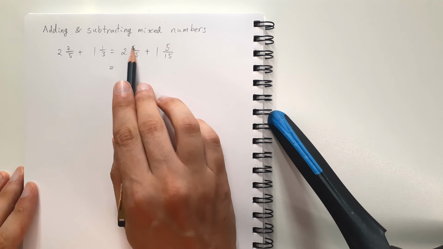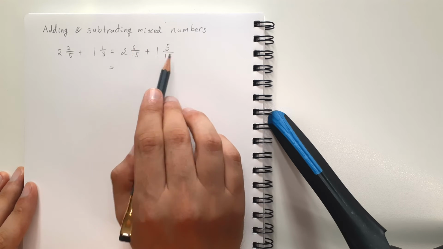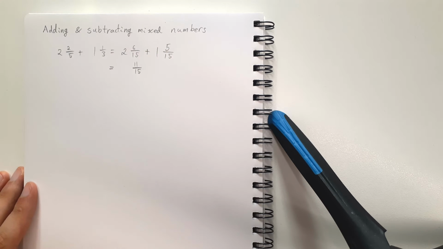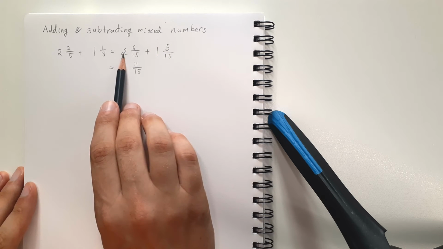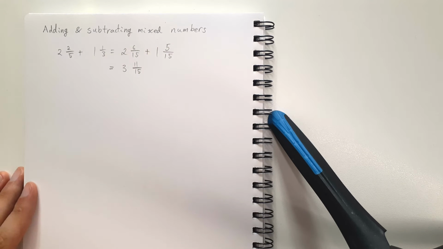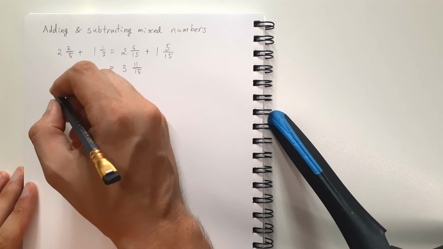Adding the fractions first, 6/15 plus 5/15 is 11/15. And then adding the whole parts, 2 wholes plus 1 whole is 3 wholes. Great, there we are. Now we'll do a simple subtraction.